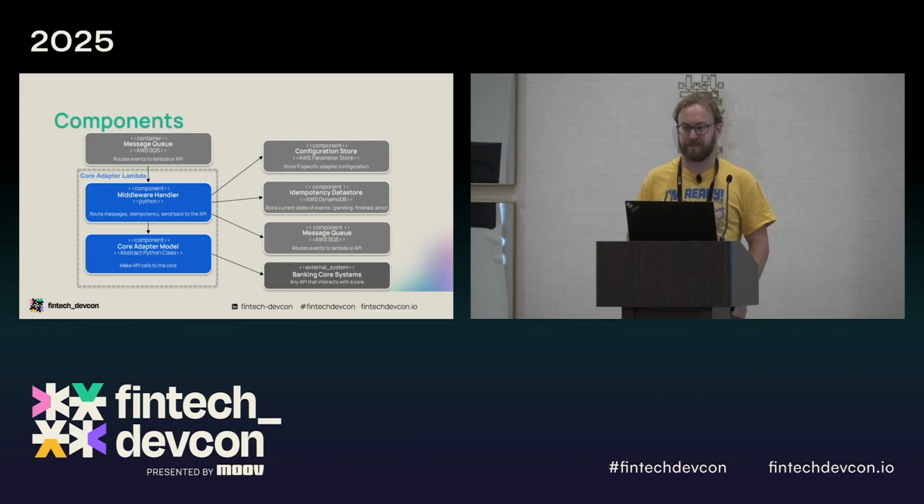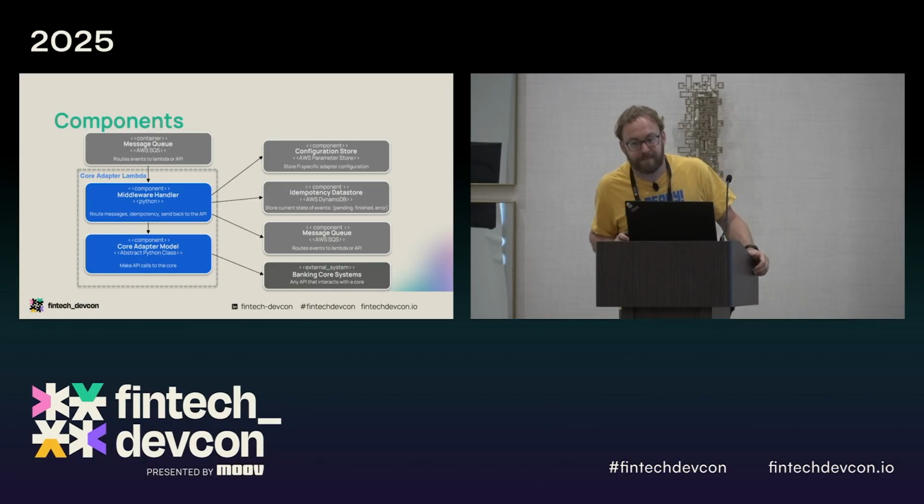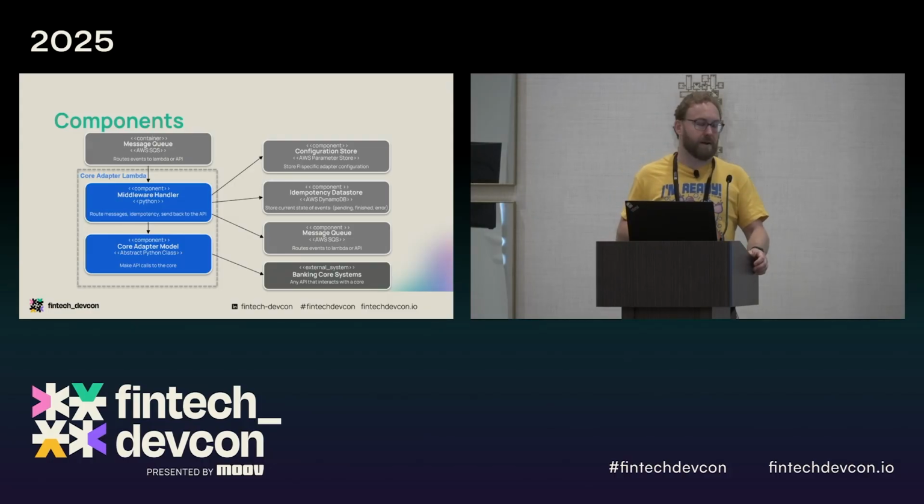Anybody else? Okay, so the question is, how do I select which core we're going to be making the calls to?